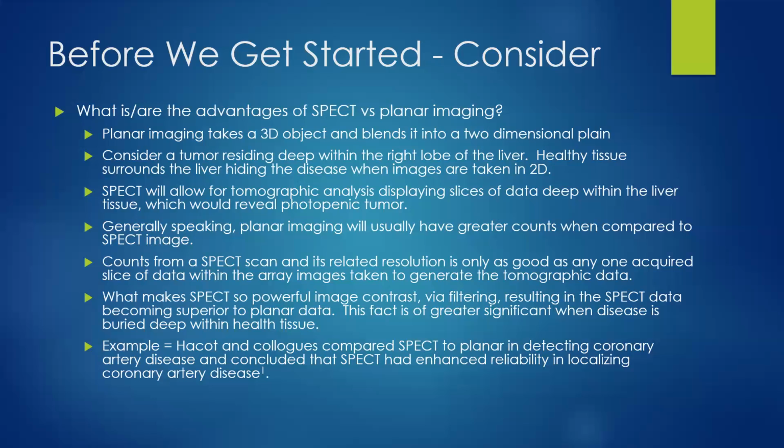But that being said, where SPECT actually comes through is in its concepts of contrast. And we change image contrast with image counts by filtering those counts, by removing background, by removing noise. And the net result is that SPECT actually becomes a superior image to planar, especially when we're trying to look at objects that are deep, hidden, residing inside some heavy tissue organ, as an example. So the key issue is, if you do have disease buried deep within some healthy tissue, hopefully you should be able to see it.